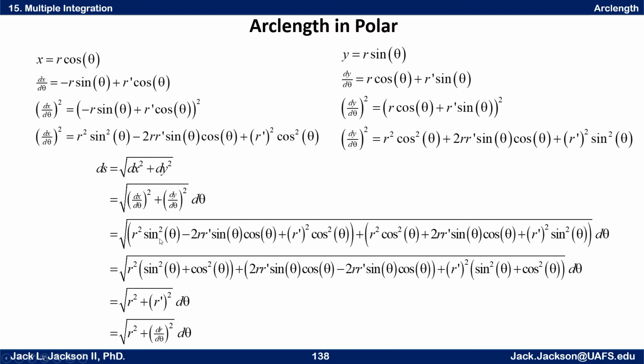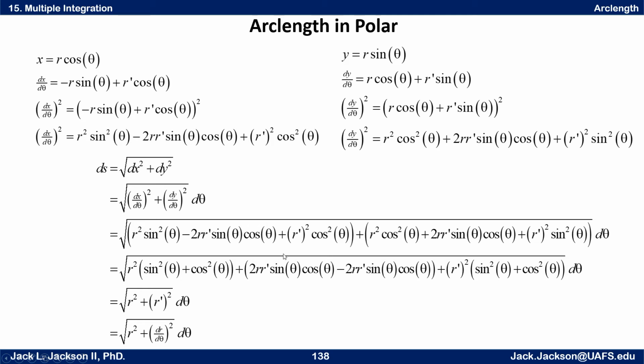The r squared sine squared theta term, I'm going to group with the other r squared term, here it is, r squared cosine squared theta. If I put those together, I can factor out the r squared, and I get r squared times sine squared theta plus cosine squared theta. But hopefully you remember that sine squared theta plus cosine squared theta is just 1. So that term boils down to just r squared.